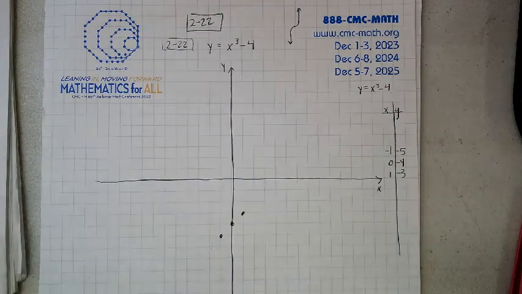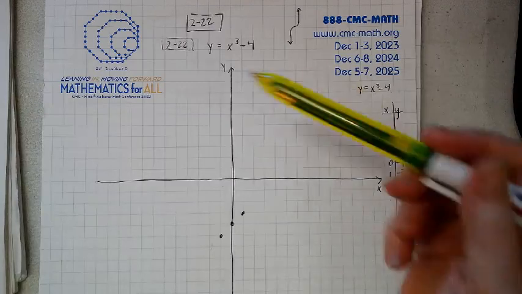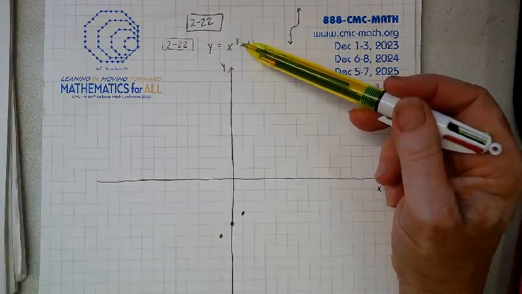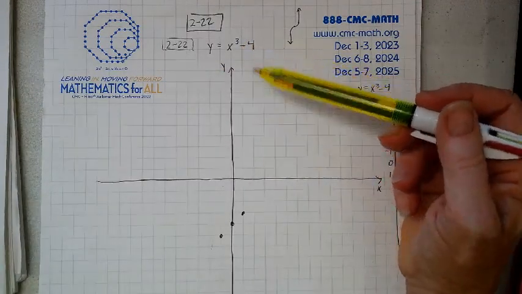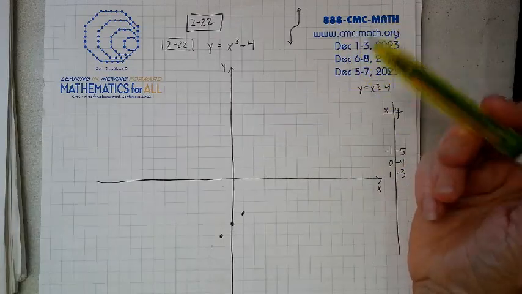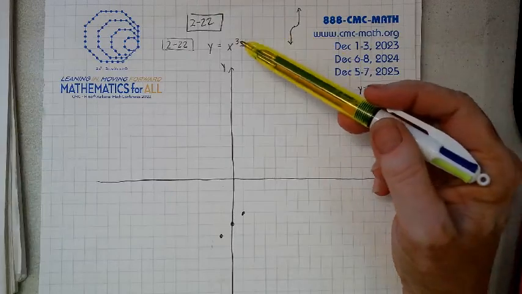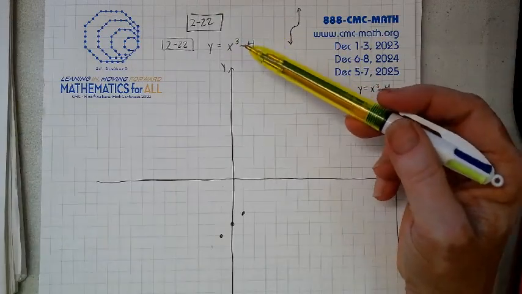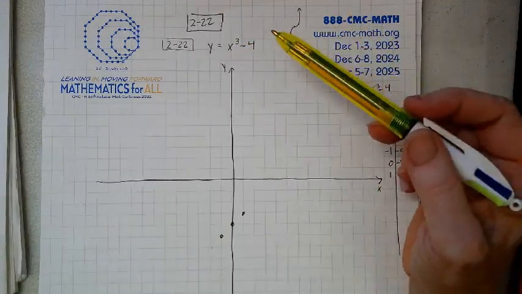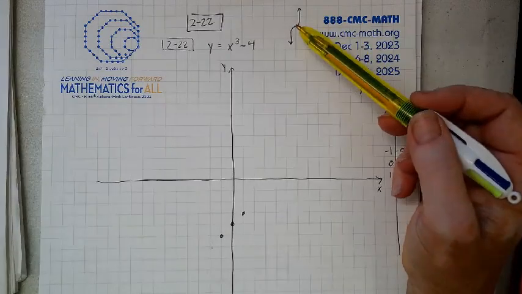Here's Integrated 3, problem 2-22, and it says make a table and a complete graph for h of x equals x cubed minus 4 and fully describe the graph. So I need a table and a complete graph. I already recognize this graph. There's a picture of it up on the wall in our classroom. This graph looks like this.